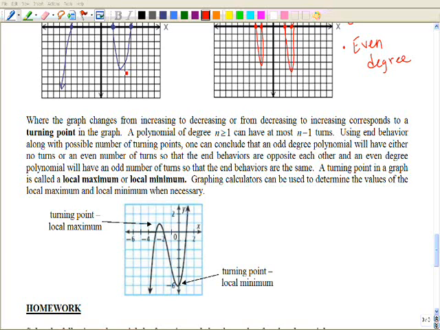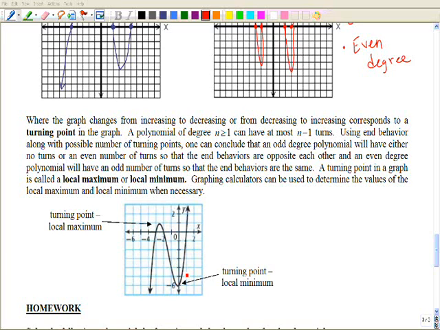A turning point in a graph is called a local maximum or a local minimum. So turning points are maximums or minimums depending on which direction they open. Of course, if it opens down, it's a maximum. If it opens up, it's a minimum, just like we looked at with quadratics. Graphing calculators can be used to determine the values of local maximum and local minimum when necessary, but as far as our sketches go, we will not be particularly picky about those points. Just know that they exist, what they're called, and we would find them on the calculator.